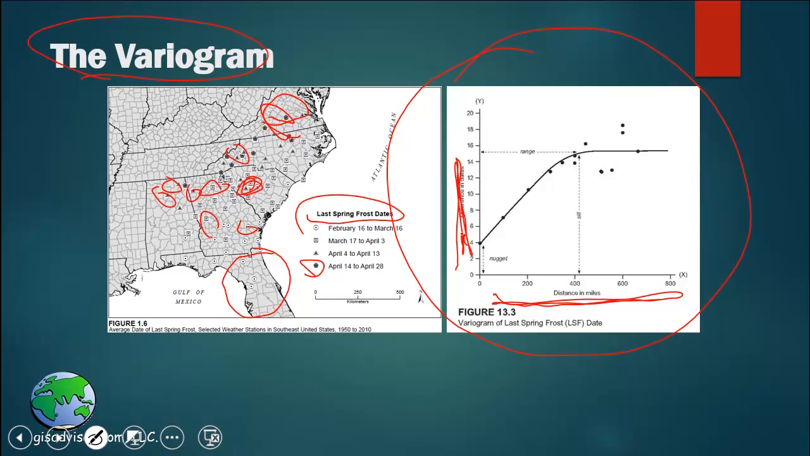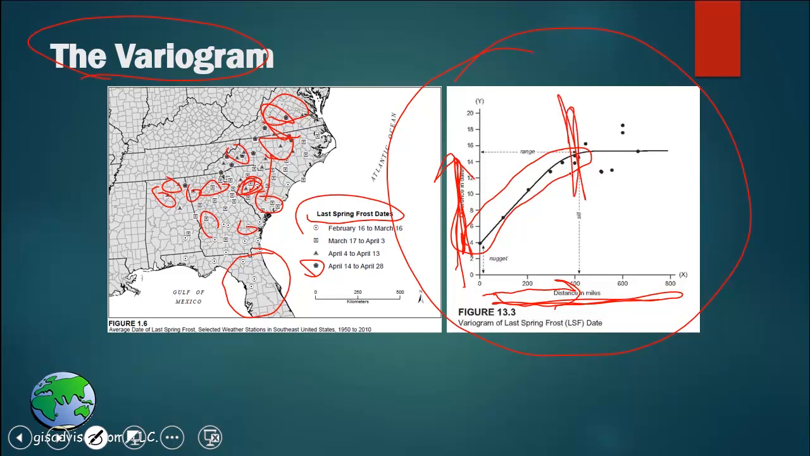So the question is, if two areas are right near each other, like we see here, you would expect their difference in last spring frost date to be relatively close to one another. And obviously, as cities get a little further apart, their last spring frost dates will probably be a little bit different. And that's what you see here as part of the variogram. As the distances get larger, the differences between the locations in terms of their attribute also get larger.